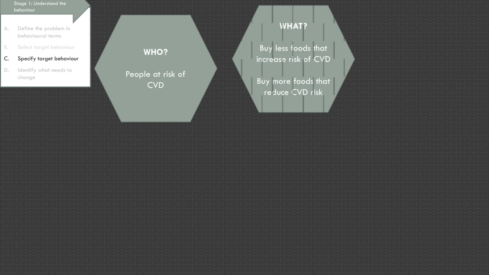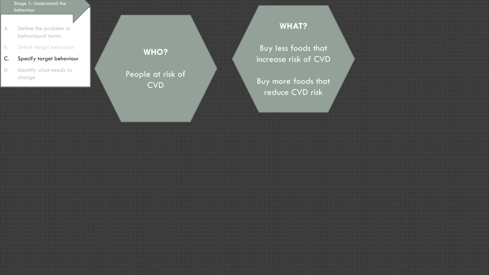So the first question is, who needs to perform the behaviour? So for our example, this is people at risk of cardiovascular disease. The second question is, what does a person need to do differently to achieve the desired outcome? Now again, in this instance, it's likely that the person needs to buy less food that contains unhealthy ingredients, such as hydrogenated fat and high refined sugar content, and they need to buy more fresh produce.